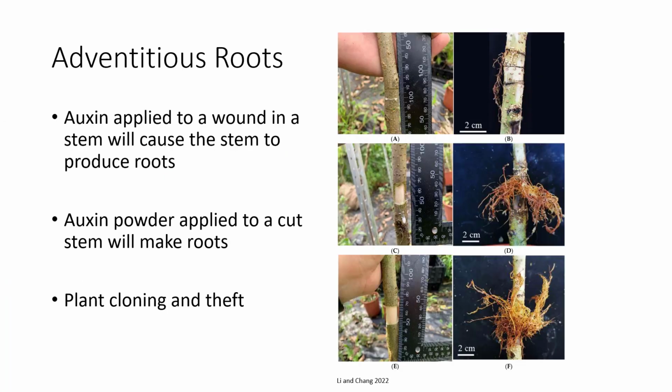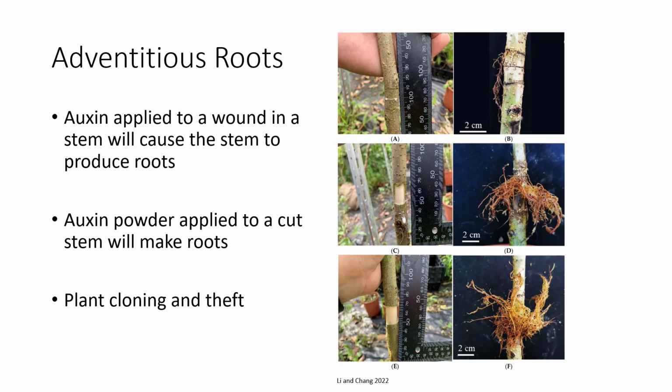Auxin is also used to create adventitious roots. If you were to make a wound in a plant stem and then apply some auxin to this wound, the stem will begin producing roots. That's an auxin powder you can actually buy. This can allow you to cut a stem and then put auxin powder on it, and the stem will begin making roots. You have to wrap up the stem or it will dry out, of course. And this is allowing something called plant theft. So if you're ever walking through a fancy garden, you may see someone snip off a small stem and jam it in their pocket.